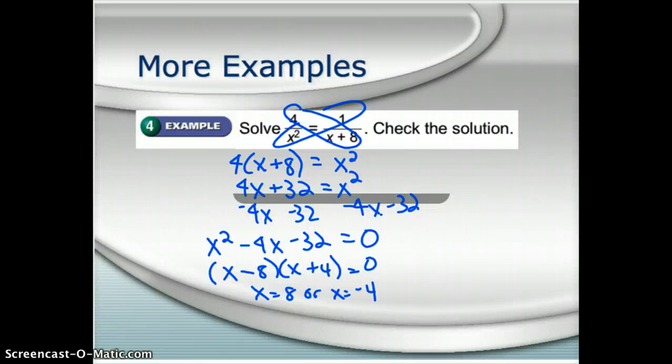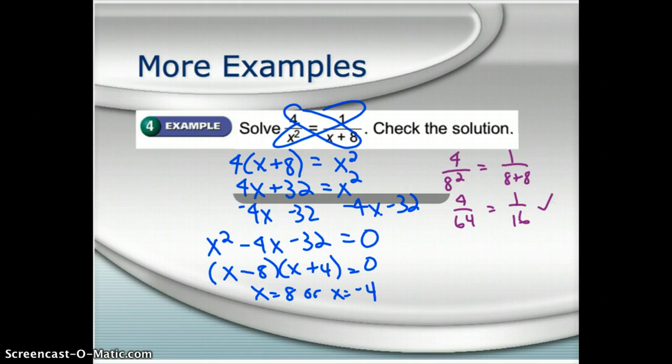Let's try 8 first. So I'm going to have 4 over 8 squared. I want to know if that really equals 1 over 8 plus 8. So that's 4 over 64. Does that really equal 1 over 16? Yes, if you divide them both by 4, it reduces and it works out.